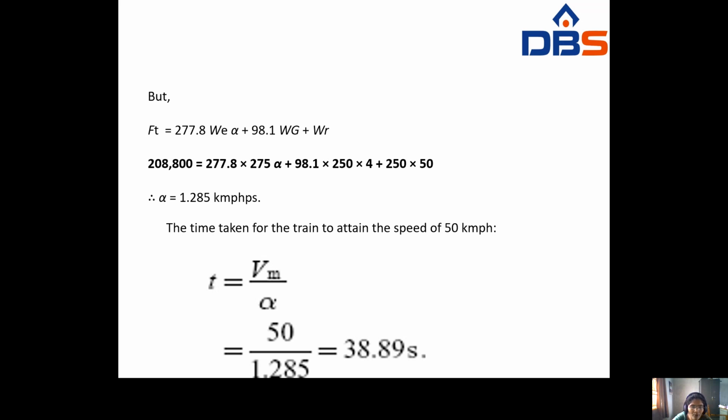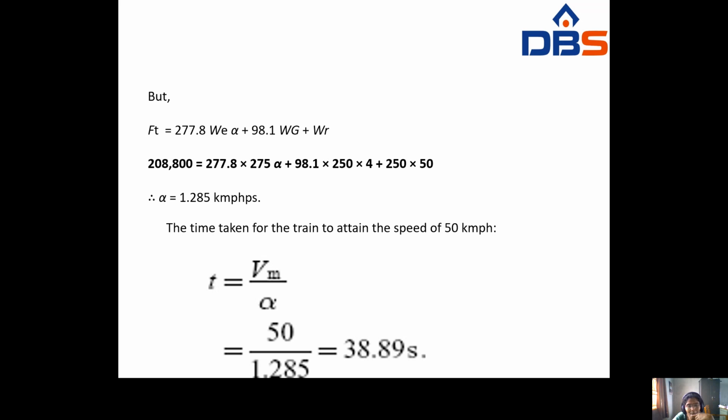So from this formula you have to know the Ft value, We value, W value, G value, Wr value. But here from this one you have to find out the alpha. So at that time you have to substitute all these values. What is the Ft value here in the problem? You have to get 2,08,800, W value 275, alpha plus 98.1, W value will be 250, G value will be 4, W value will be 250, track resistance R value will be 50. By solving this equation, you can get the acceleration alpha value of 1.285 kilometer per hour per second.